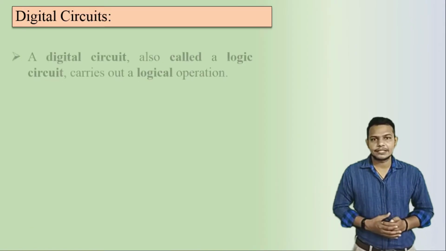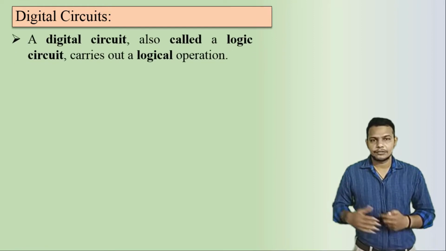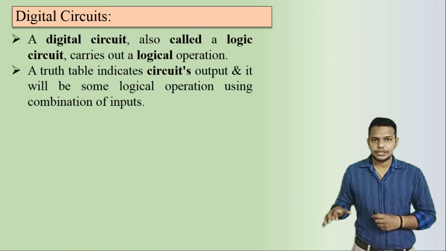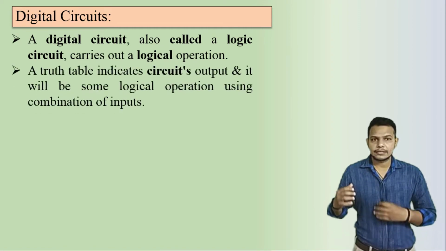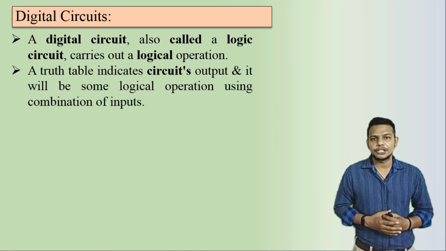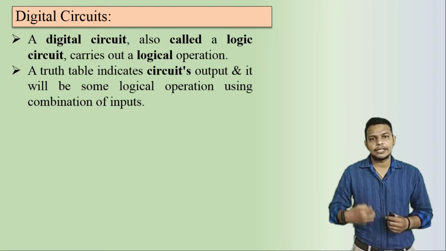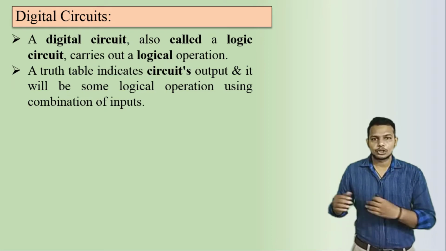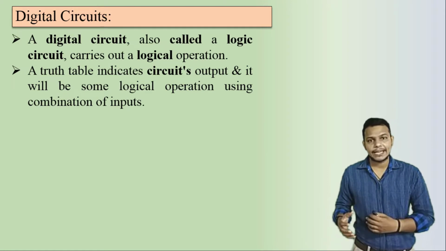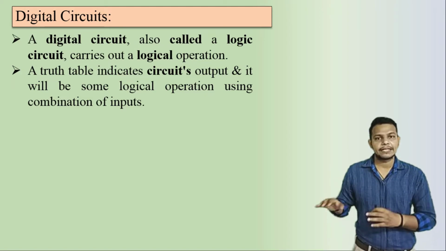Digital circuits are also known as logic circuits, which carry out logical operations. A truth table indicates the circuit's output, which will be some logical operation using combinations of inputs. That means if we apply input through this truth table, we can get the appropriate output. So that means it is a truth table.